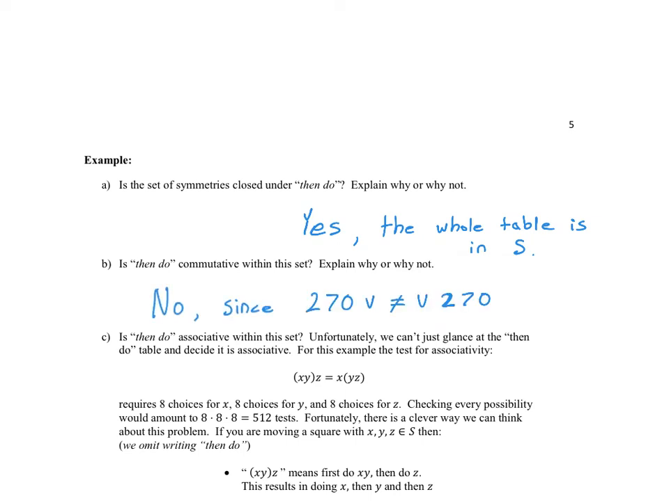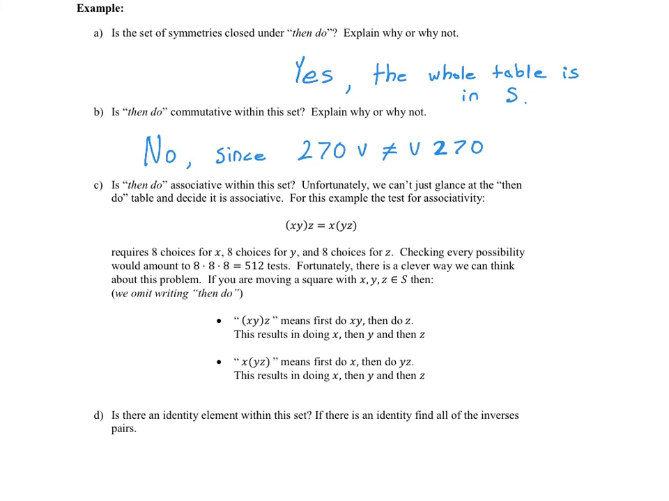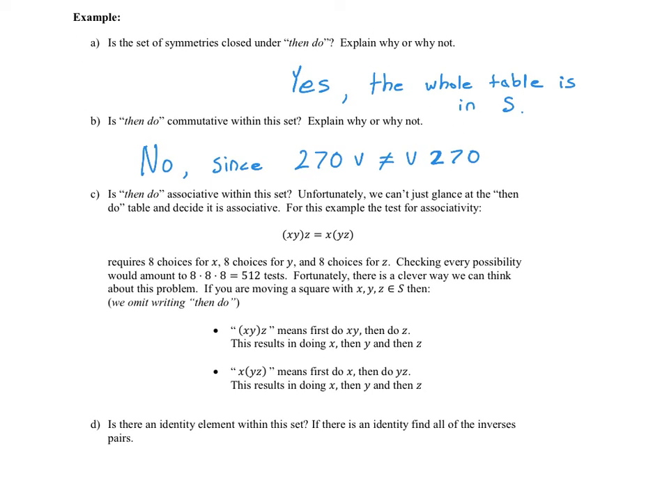Okay, now for associativity, can we move brackets? This one involves a little bit more thinking. Unfortunately, we can't just glance at the table and decide if we can move the brackets. There would be a lot of different tests if we tried to do all the different possibilities, because there's 8 different symmetries and a lot of different combinations that could fit into this equation here. But the good news is, if we think a little bit closer about what then do actually means, we can decide that it is indeed associative.